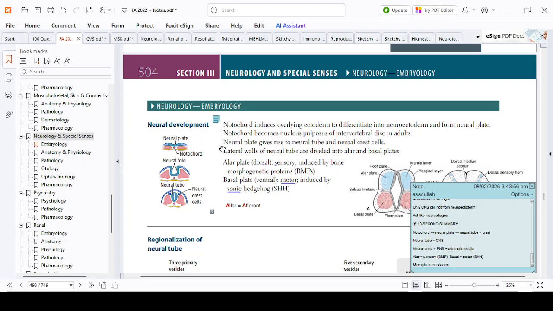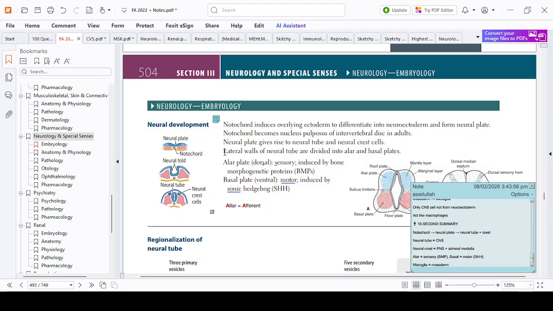So the neural plate gives rise to a neural tube and neural crest cells. This is the same thing. This is a neural fold, it becomes a neural tube. The neural tube will regress, and the periphery becomes neural crest cells. The important thing is that the neural tube will give rise to the central nervous system and the spinal cord, and the neural crest cells become the autonomic nervous system.